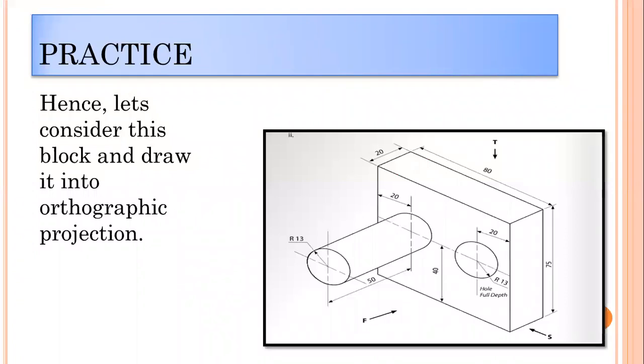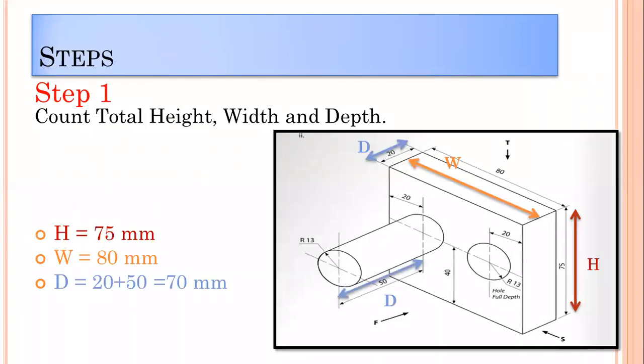Now we are going to consider this block and draw it into orthographic projection. Step 1. We count for the total height, width and depth. That is, height 75 millimeters, width 80 millimeters, depth 20 plus 50 millimeters, which makes 70 millimeters.